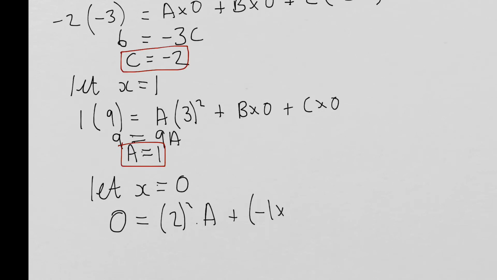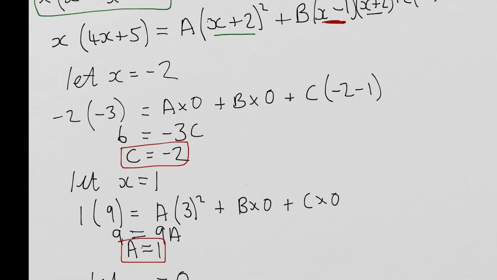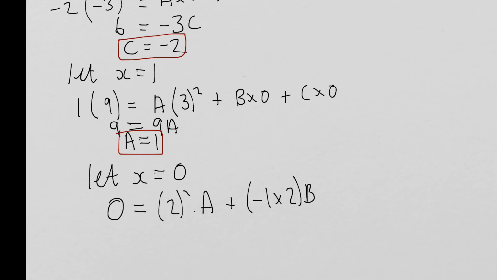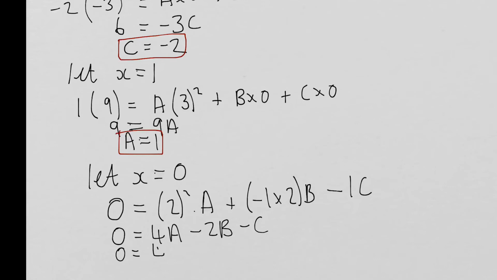So minus 1 times 2b. And then finally, on the last one, we are going to have minus ac. So 0 is equal to 4a minus 2b minus c. We know that a is equal to 1. We don't know what b is. And we know that c is equal to minus 2.